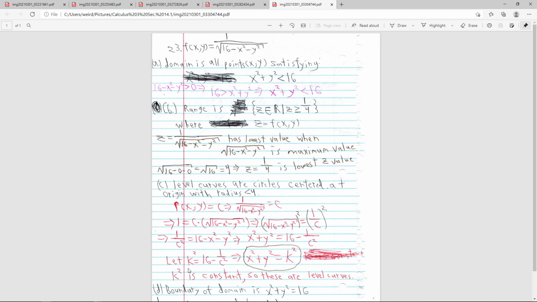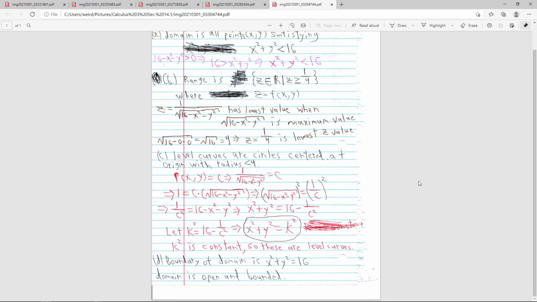The point of this problem is how that's figured. The maximum of the denominator occurs when x and y are 0, because you're subtracting squared numbers, which are always positive, so 0 would be the greatest. So when it's just 16, its square root is 4. 1 divided by 4 is the lowest z value.